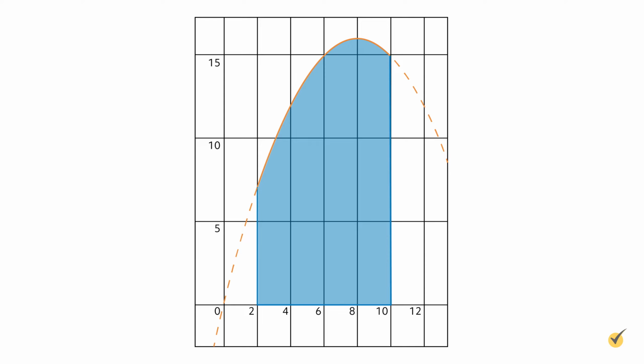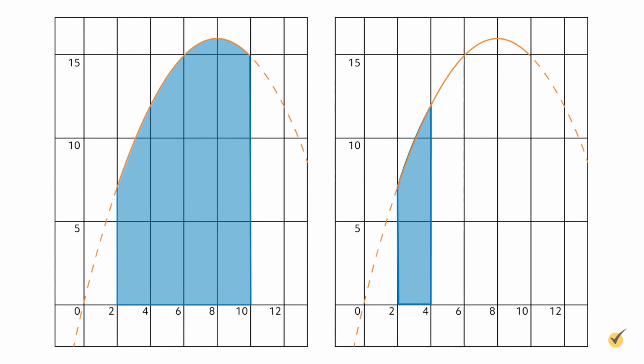So that we have an idea of what we are working with, this is what our function looks like. Since our step size is 2, each trapezoid's base will have a width equal to 2. And we will be drawing our trapezoids between x equals 2, x equals 4, x equals 6, x equals 8, and x equals 10. The first trapezoid will be between x equals 2 and x equals 4, so we need to find the value of the function at those points first.